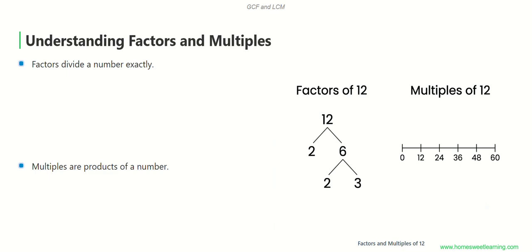Before we jump into GCF and LCM, let's make sure we're solid on factors and multiples. A factor is a number that divides another number exactly. For example, 3 is a factor of 12 because 12 divided by 3 is 4 with no remainder. And a multiple is what you get when you multiply a number. For example, 24 is a multiple of 12 because 12 times 2 equals 24. So factors go with division and multiples go with multiplication.